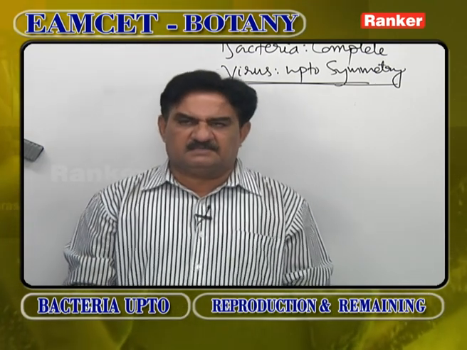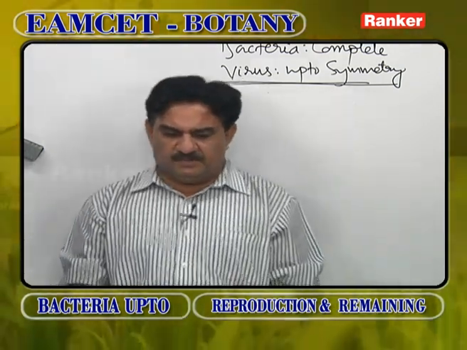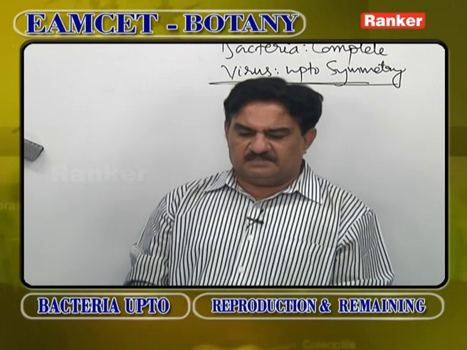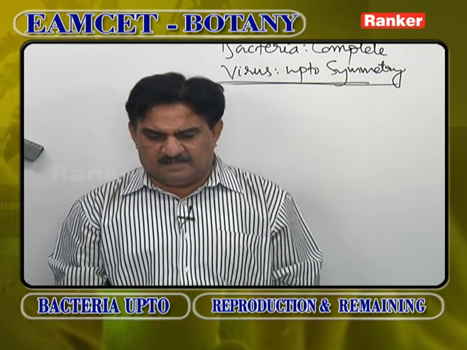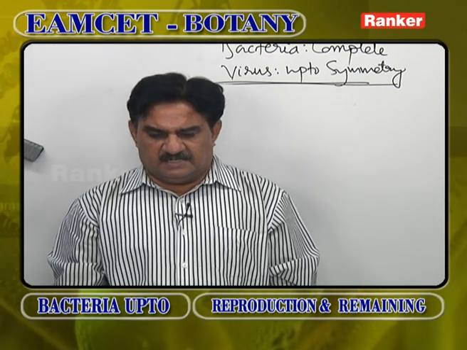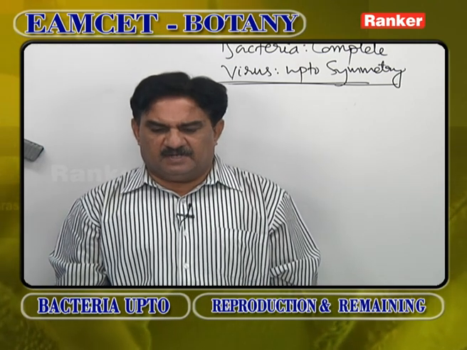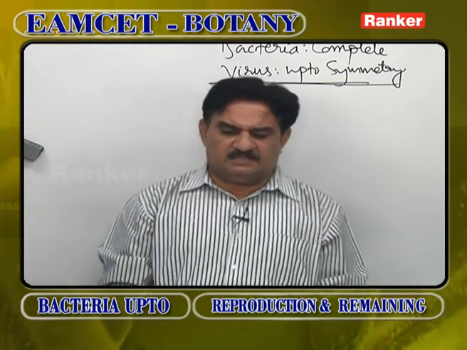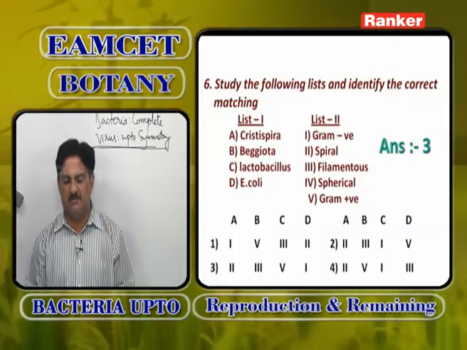Lactobacillus is a gram-positive bacterium which helps in the conversion of milk into curd. Escherichia coli is a gram-negative bacterium. So, Cristispira is spiral, Beggiatoa is filamentous, Lactobacillus is gram-positive, E. coli is gram-negative. So, the correct matching is F2, B3, C5, D1.